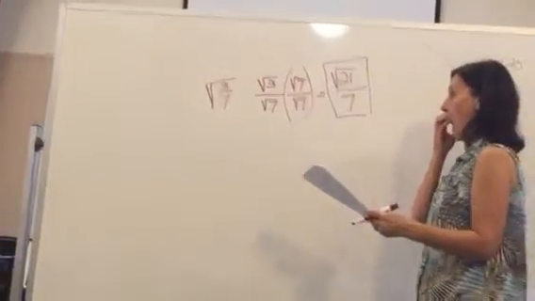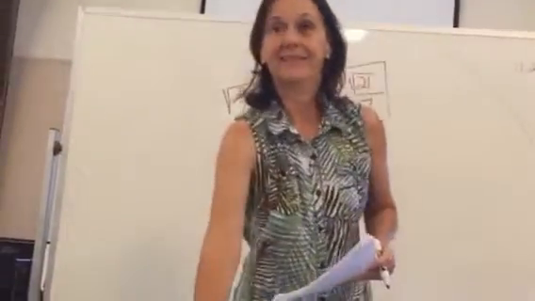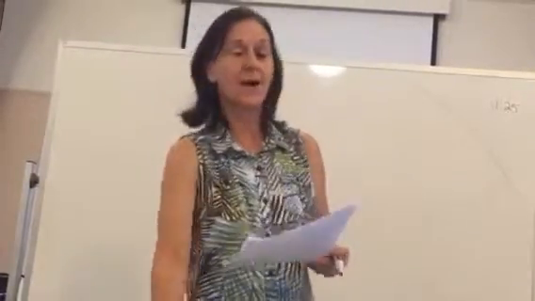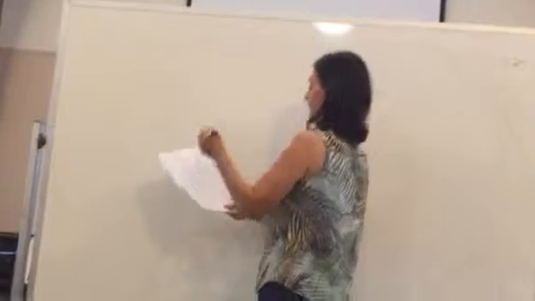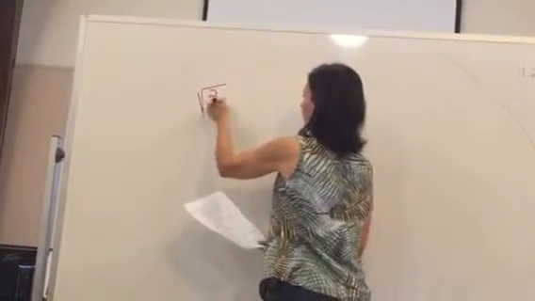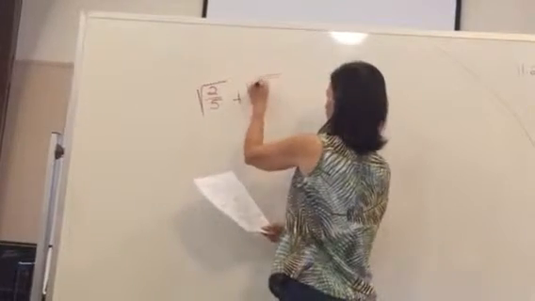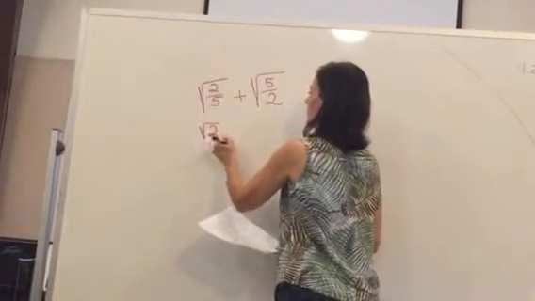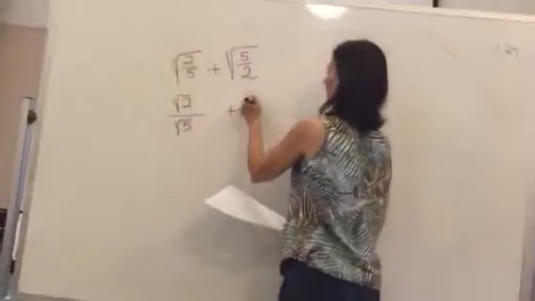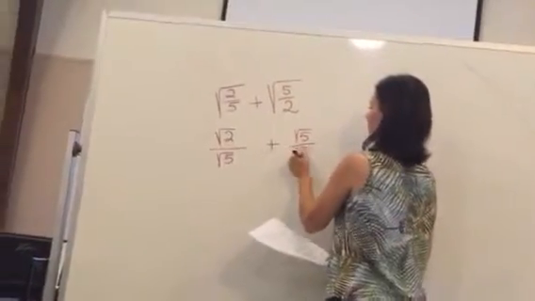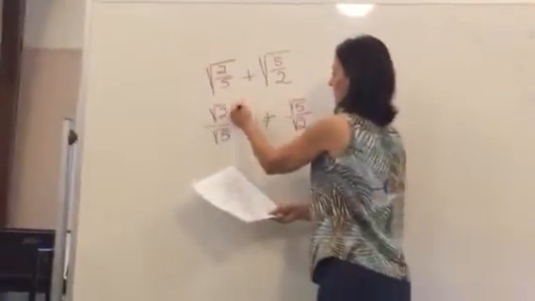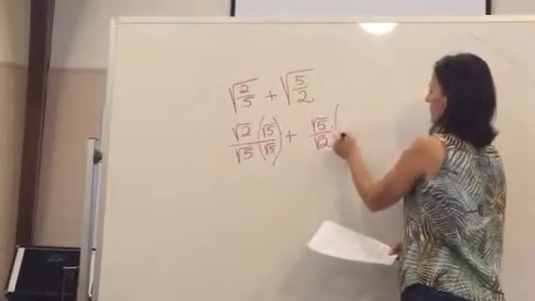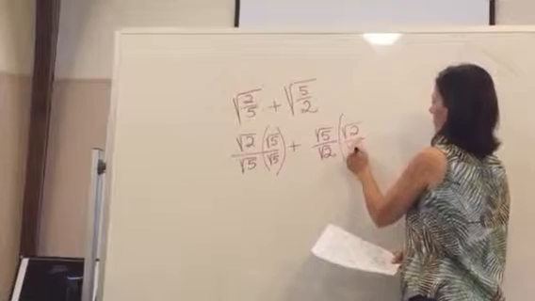Okay? Now, what if I am adding two irrational fractions? How do I handle that? Well, I'm going to rationalize both terms. Look at 32-2. If I have the square root of 2 over 5 plus the square root of 5 over 2, that's the same thing as saying the square root of 2 over the square root of 5 plus the square root of 5 over the square root of 2. I will rationalize the denominator of the first term by multiplying by the square root of 5 over the square root of 5, and the second term by multiplying by the square root of 2 over the square root of 2.